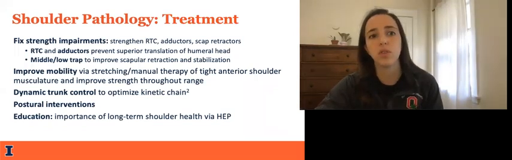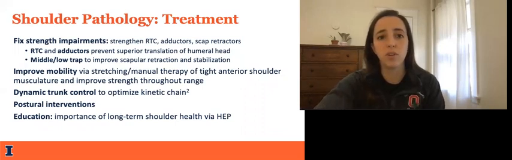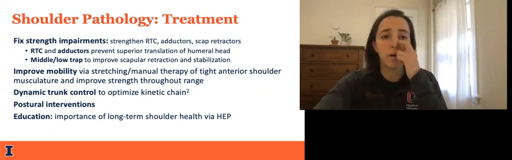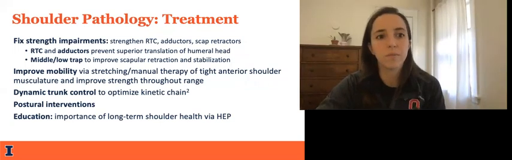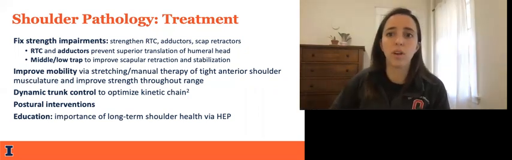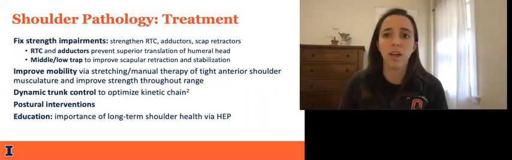So as far as treatment goes for the shoulder, you obviously want to fix the strength impairments. So strengthen the rotator cuff, adductors, and scap retractors. Like I said before, rotator cuff and adductors are going to prevent that superior translation of the humeral head. And then middle and low trap strength to improve scapular retraction and stabilization as well. You're going to want to improve mobility via stretching. You can do stretching, manual therapy. A lot of times that anterior shoulder musculature is going to be very tight. And then once you get that mobility, you want to improve your strength throughout that range. I think that component is kind of left out sometimes in PT. But in athletes like this, they're using a lot of shoulder range of motion.